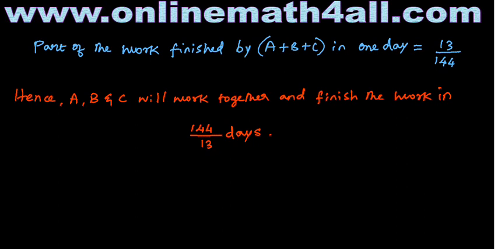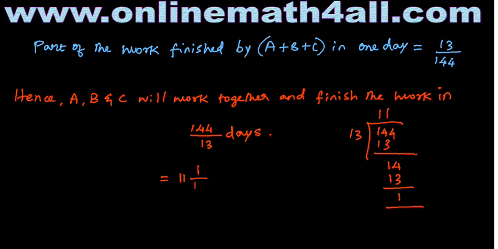Okay, and to get the exact number of days, we have to divide 144 by 13. I'll show you here. So when you divide 144 by 13, 1 times 13, remainder is 1, bring down 4. Again, if you divide 14 by 13, 1 times 13, remainder 1. So 11 and 1 over 13 days. So A, B and C will work together and finish the work in 11 and 1 over 13 days.